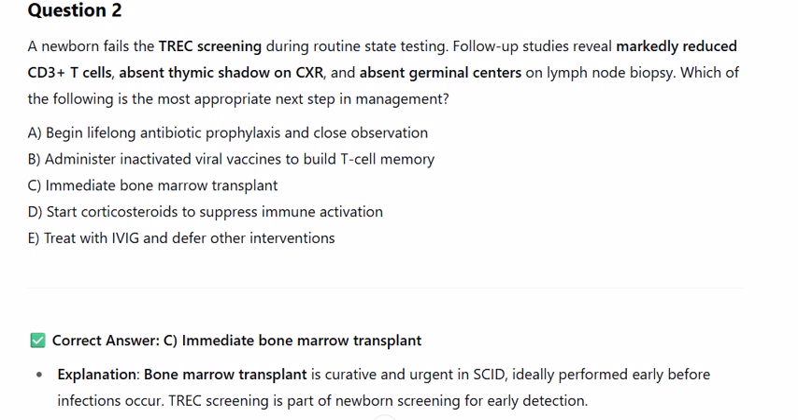Correct answer. C. Immediate bone marrow transplant. Explanation. Bone marrow transplant is curative and urgent in CID, ideally performed early before infections occur. TREC screening is part of newborn screening for early detection.